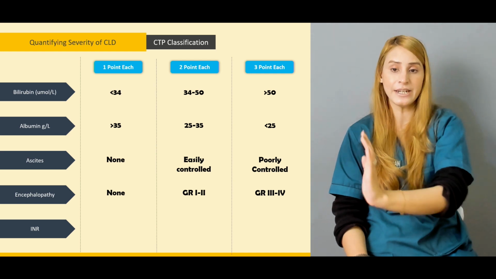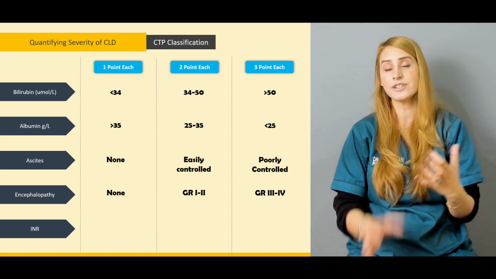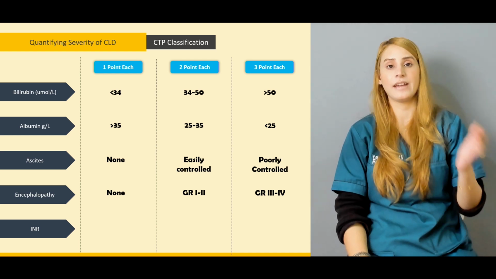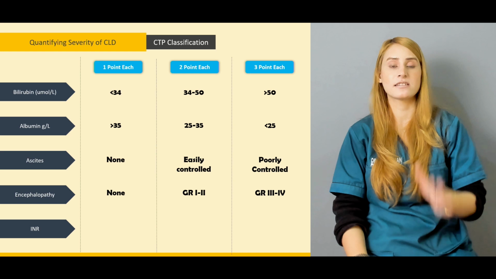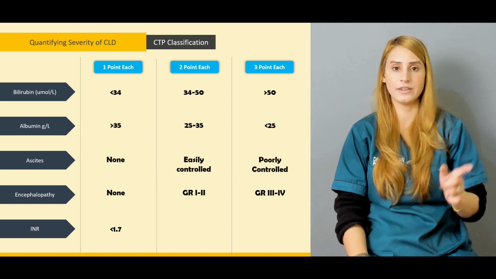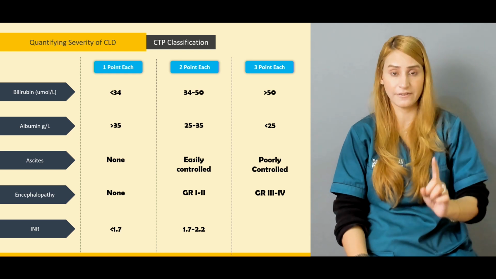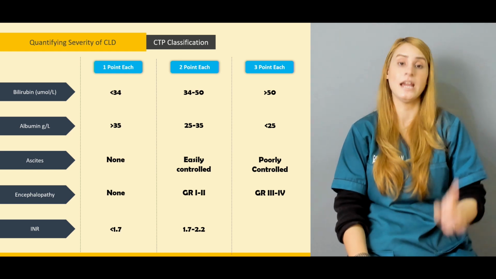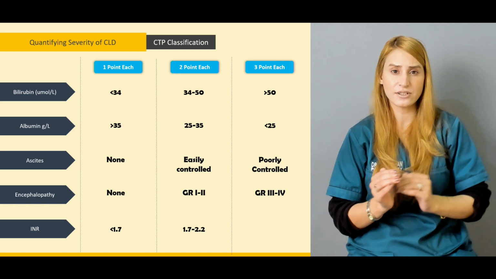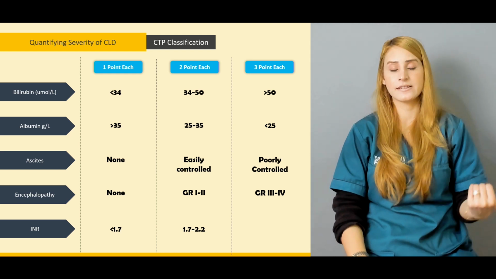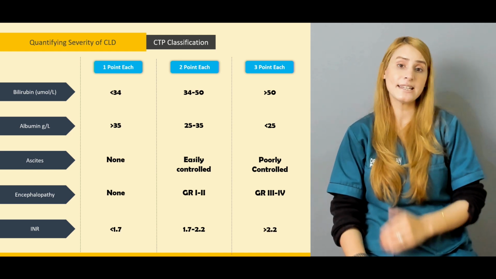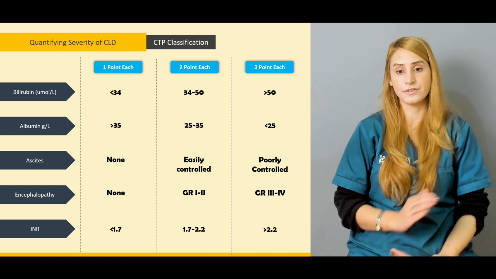So for grade 3 and grade 4, you award 3 points each, and this is a state in which the patient is actually unconscious, or the GCS drops to 3. And then the INR: if the INR is less than 1.7, the point is 1. If the INR is ranging between 1.7 to 2.2, that means the liver function is slightly more deteriorated as compared to the previous stage, and you will award 2 points. And if it's greater than 2.2, you will award 3 points.